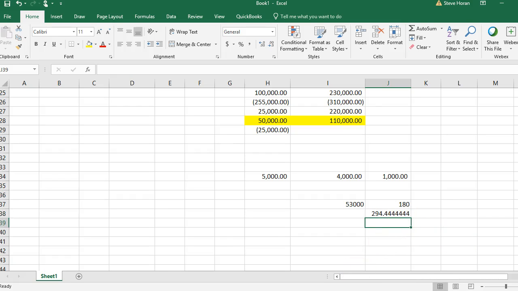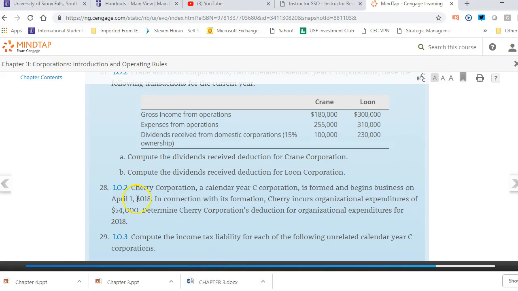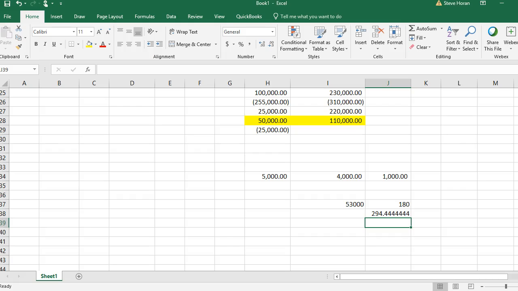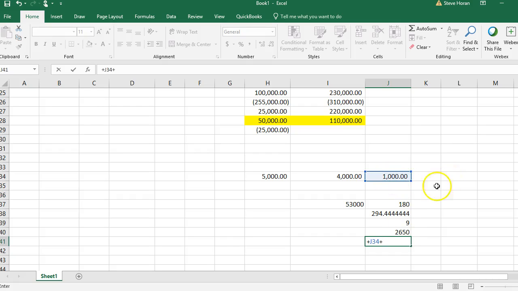Now, in the problem, this company started on April 1. So January, February, March are gone. So 3 months have passed. April to December is 9 months left over. So I'm going to multiply that by 9 months. And so my answer is 294.44 times 9. I get 2,650 plus the 1,000. So my answer is the sum of the 1,000 that I get plus the amortization. So the answer is 3,650.